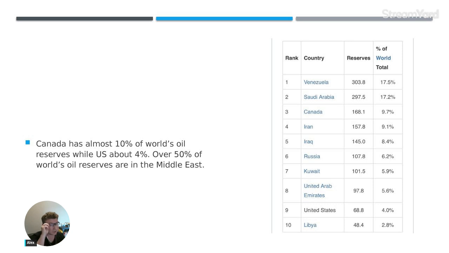From this table, you will also see that over 50% of world's oil reserves are in the Middle East, right? So I would argue we don't directly compete with them, but they do have a very important role when it comes to dictating the price of oil in the world.